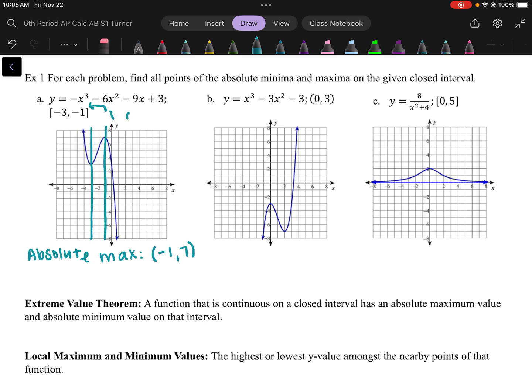So make sure that you're paying attention to that as you're determining if it's included as part of that max or if it would be the point just before that. For my absolute minimum, again, looking at that graph, and trying to see within that window where is that lowest value. And I can see again it's happening on that boundary. So thankfully that boundary is included. So it's taking place at -3.3. I want you guys to go ahead and try to do the same thing for B and C, being very cautious of if those values are being included or not on the endpoints.